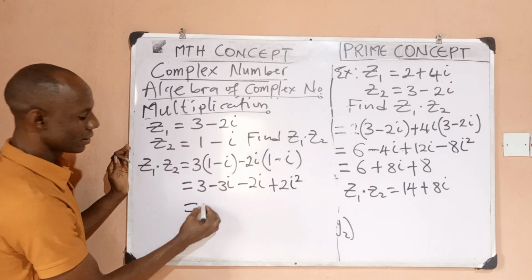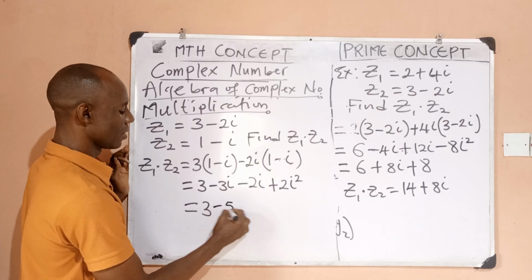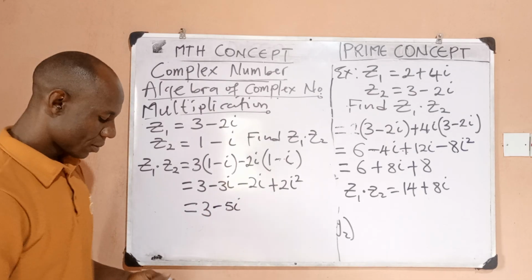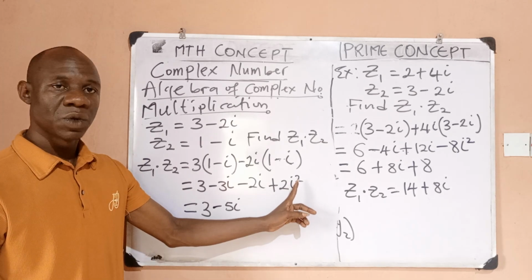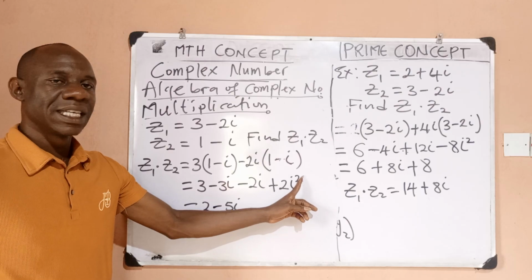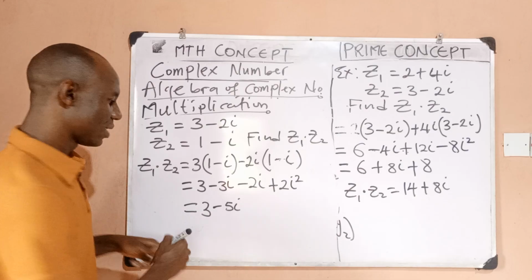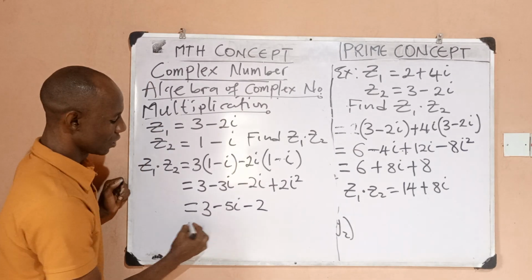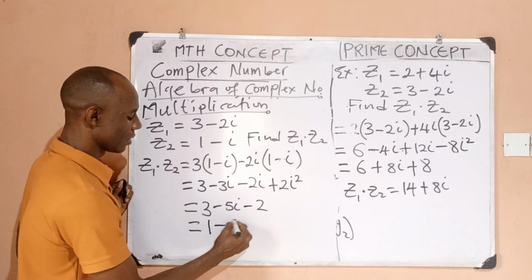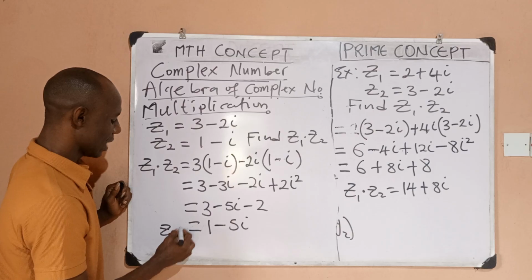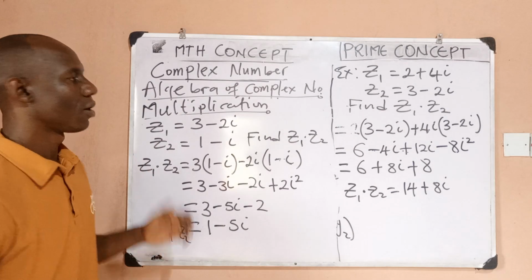So I'll go gradually. 3. Then minus 3i minus 2i will give me minus what? 5i, right? Yes. So if I look at this, this is i squared. What will i squared give me? i squared would give me negative 1. Negative 1 times plus 2 will give me negative 2. So I have negative 2 here. So I can finally say 3 minus 2 is 1, then minus 5i. So this is z1 times z2. This is what I have as the multiplication of this.